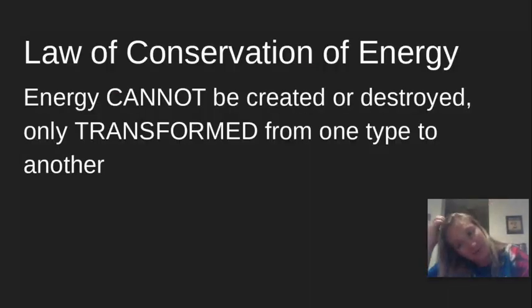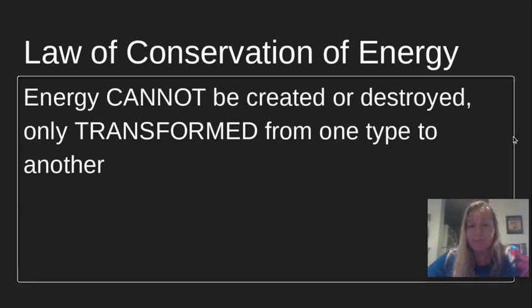All right, next up is energy transformation. So our law of conservation of energy states that energy cannot be created, it cannot be destroyed, it can only be transformed from one type to another. So we can't create or destroy energy, but we can transform it.